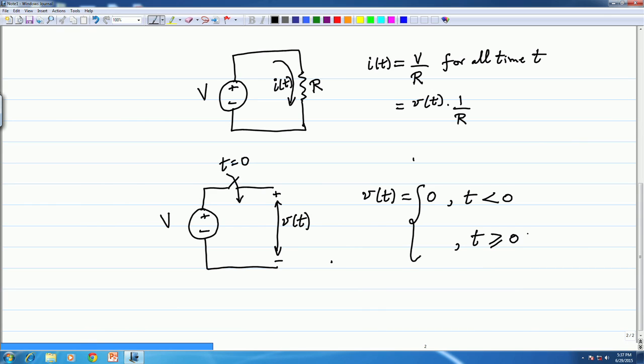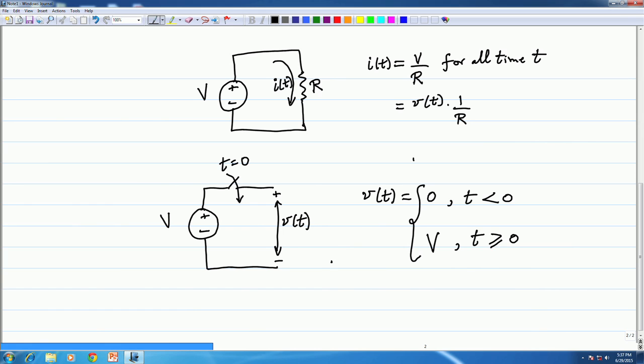I might want to say that the value of V of t equals V. Once I turn the switch on, the potential difference between these 2 points is going to be equal to V volts. So, this is the function now, and you see this is not a constant function anymore, but it is quite close to a constant function.